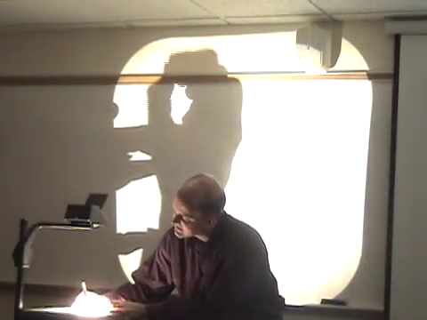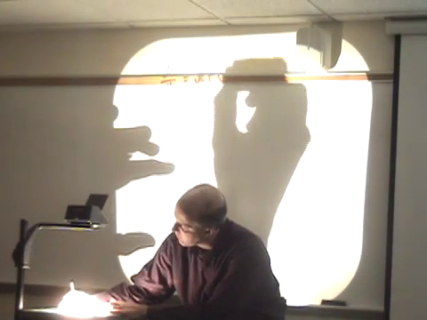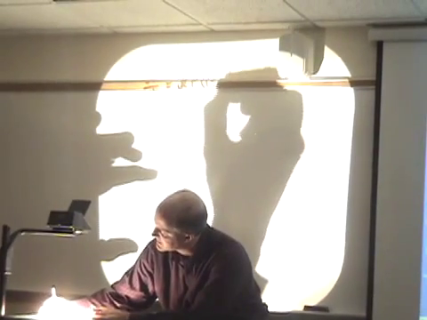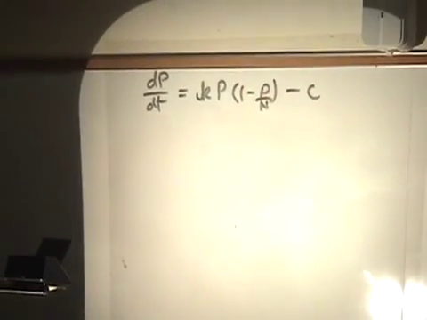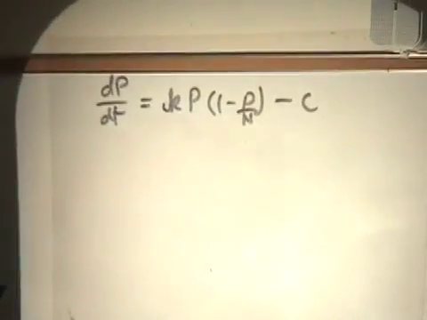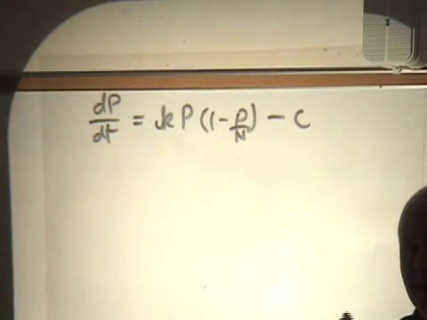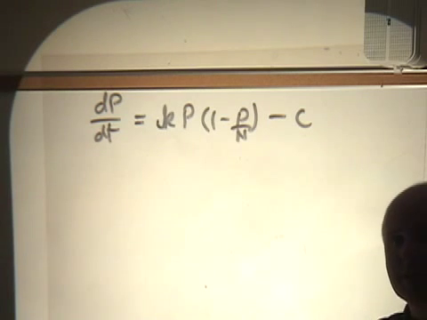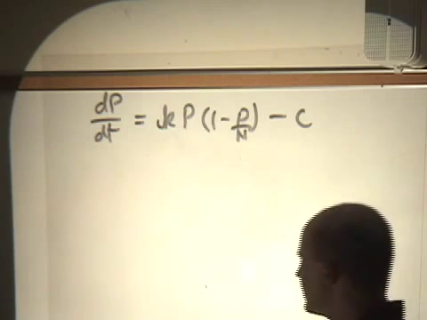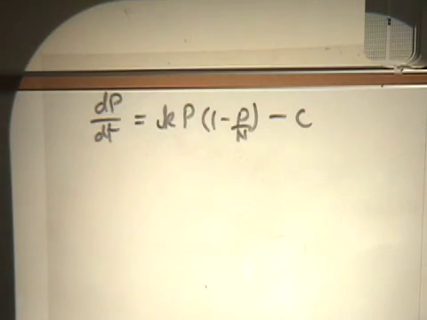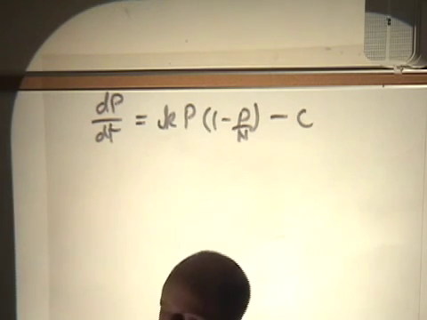Let's go back to this harvesting model: dp/dt equals kp(1 minus p over n) minus c. You're not going to understand fully what I'm about to say, but that's okay. You can come back and view this video again if you need to. But what I'm about to say is really important, a really important perspective that you want to get out of this course.